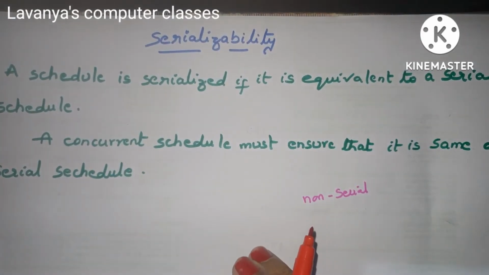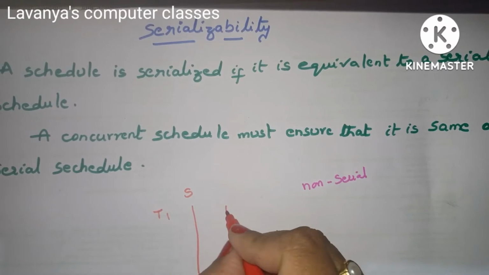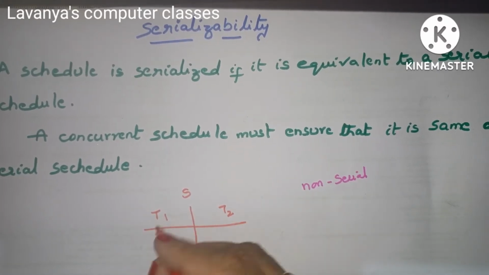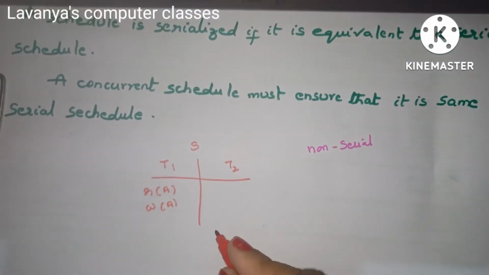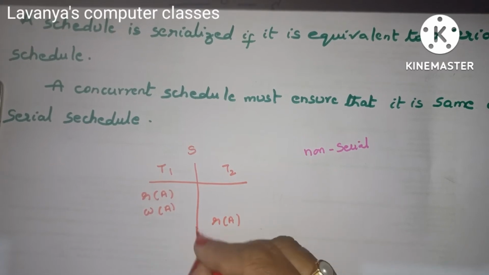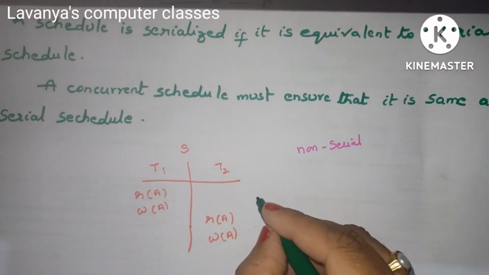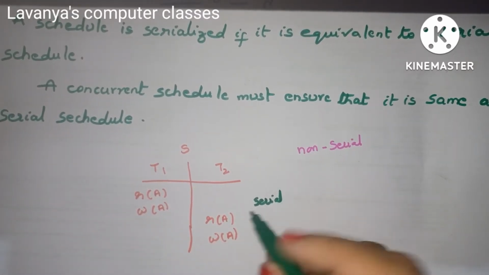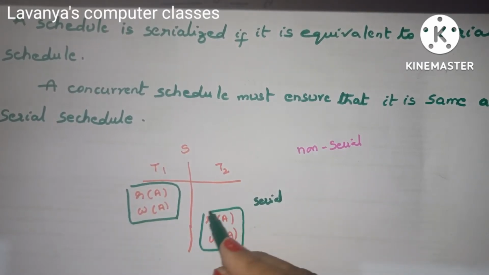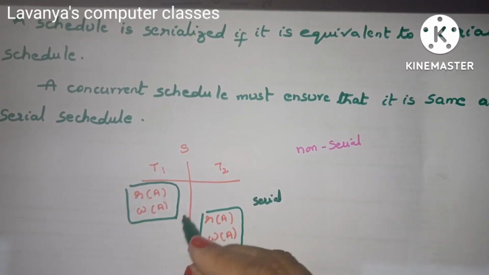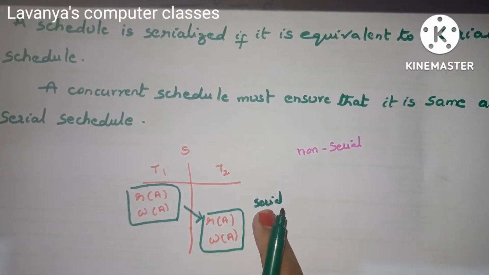Now, we will explain some more examples. There is a schedule S. The schedule S contains two transactions, T1 and T2. First, we complete the transaction T1: read A, write A, and then read A, write A for T2. If we see it like this, we can easily understand this is an example of a serial schedule. Serial schedule means one after another. First we execute transaction T1 and complete it. After completion of T1, we start T2. That is called a serial schedule.